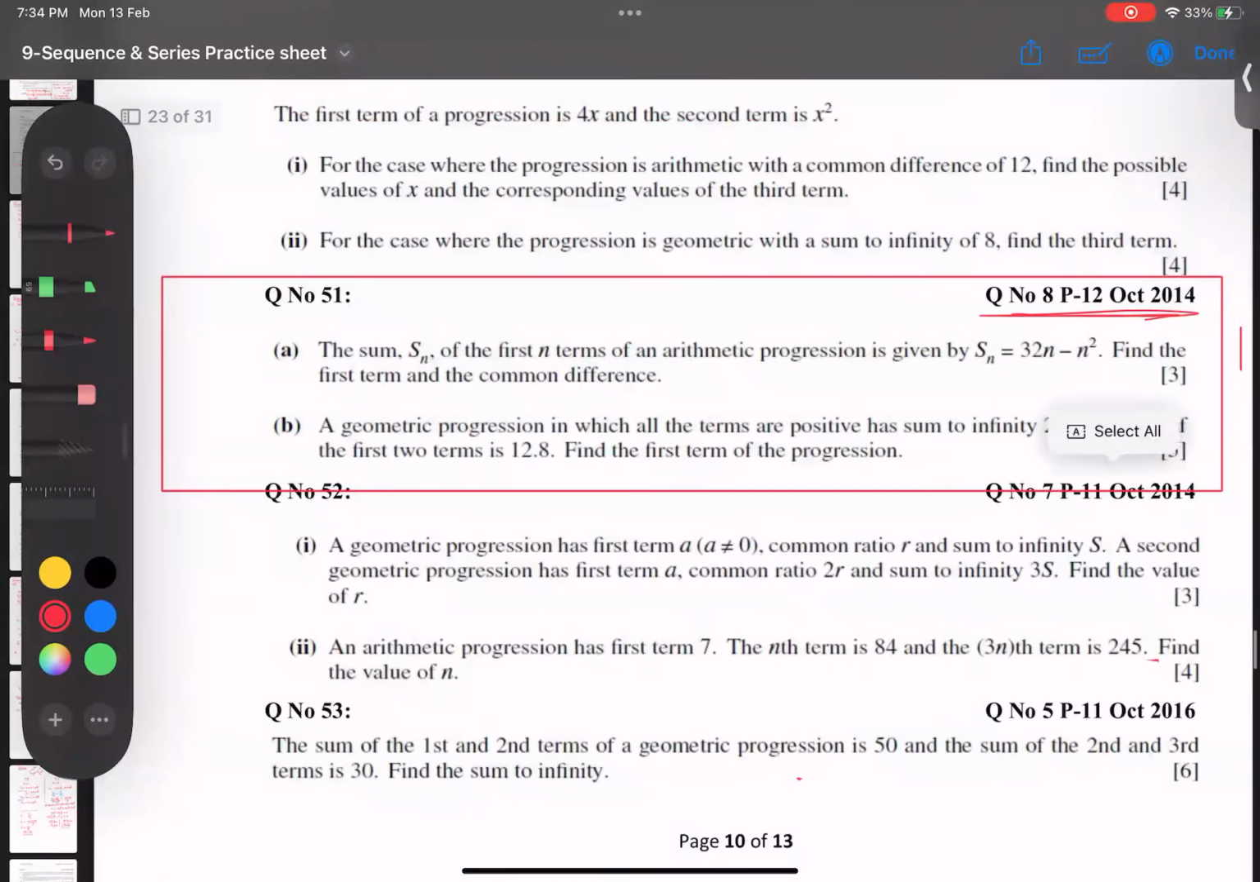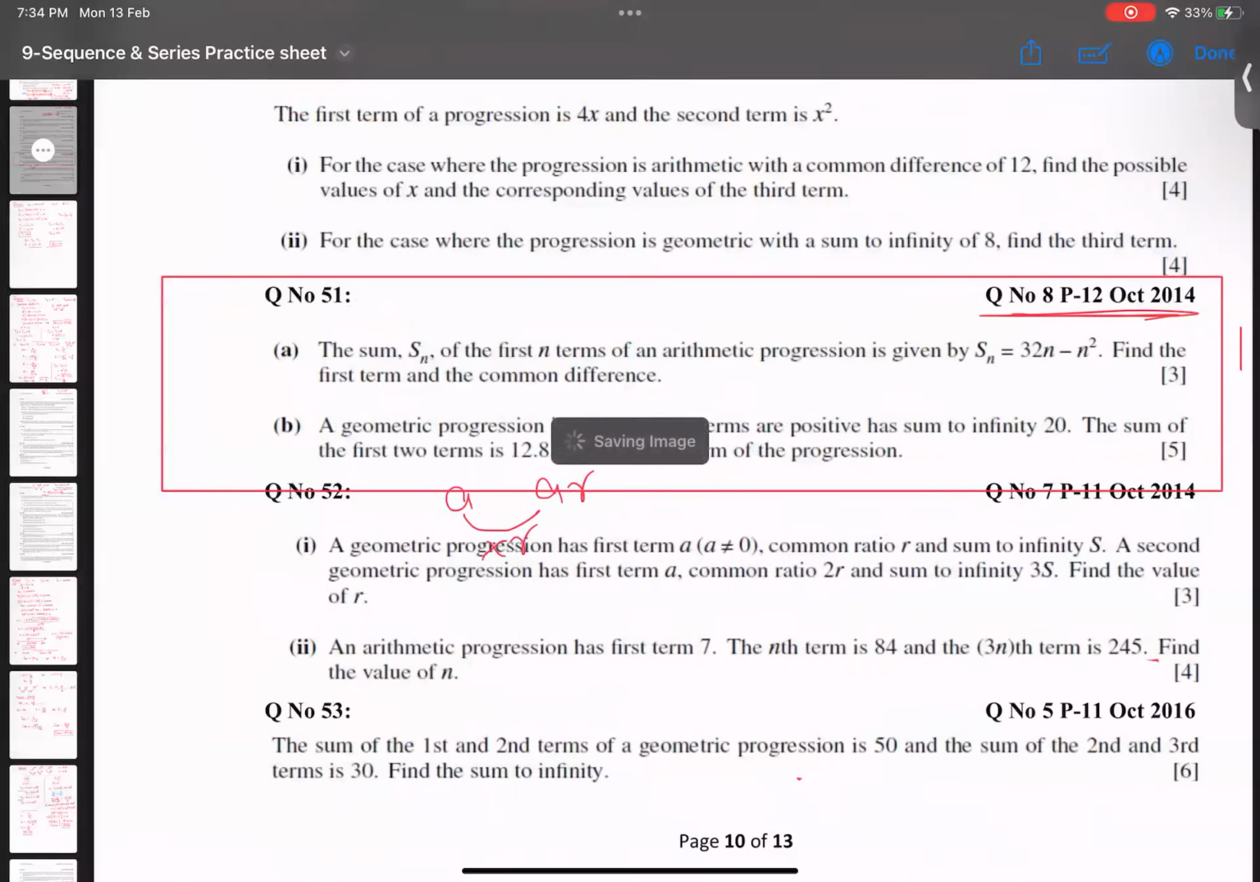The next part is asking that in a geometric progression in which all terms are positive, the sum to infinity is 20 and the sum of the first two terms is 12.8. Let's say the first term is A. How to get the second term? Multiply by R. I got AR. So the sum of the first two terms is 12.8, and the sum to infinity is 20.